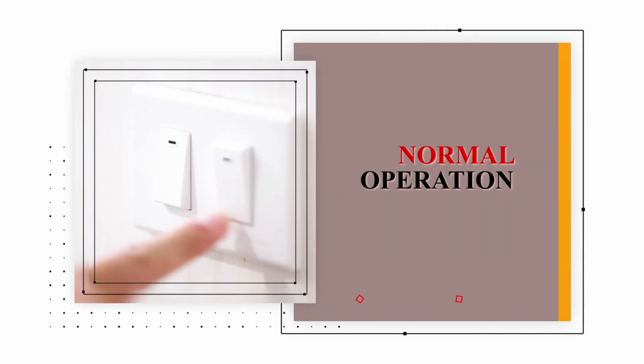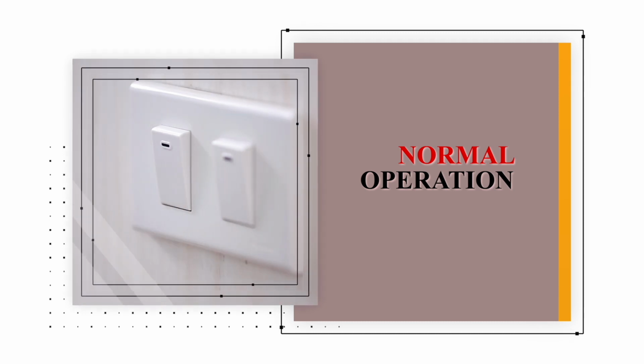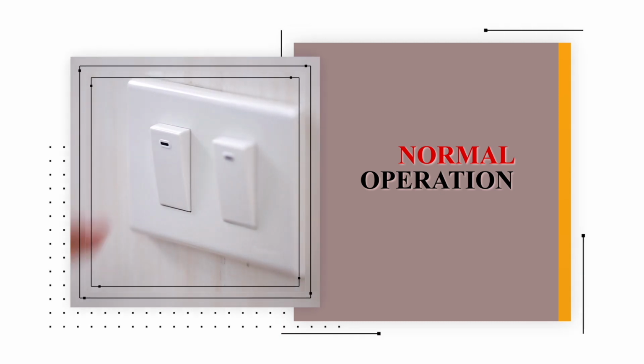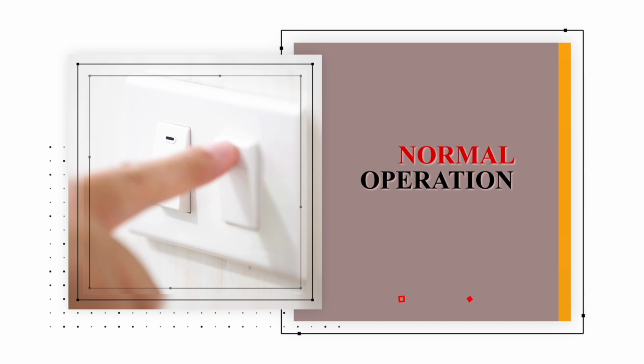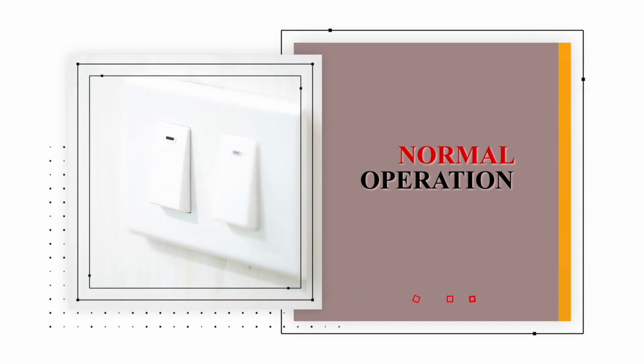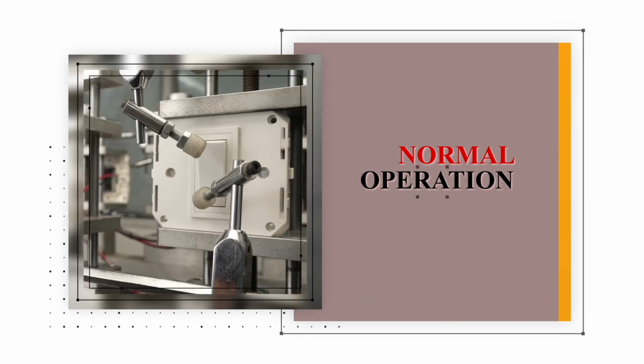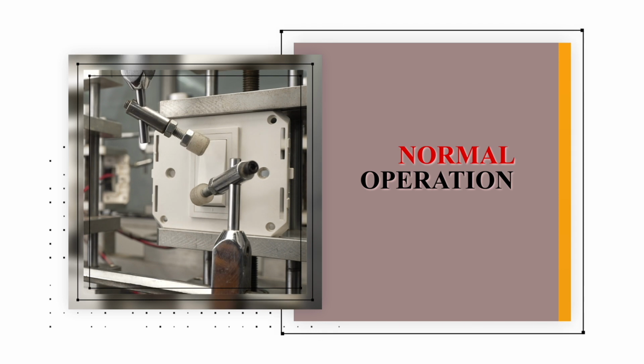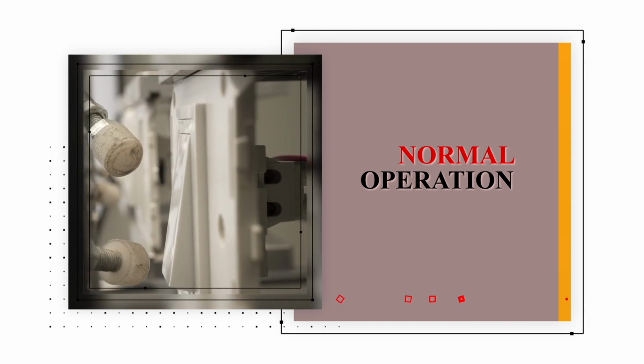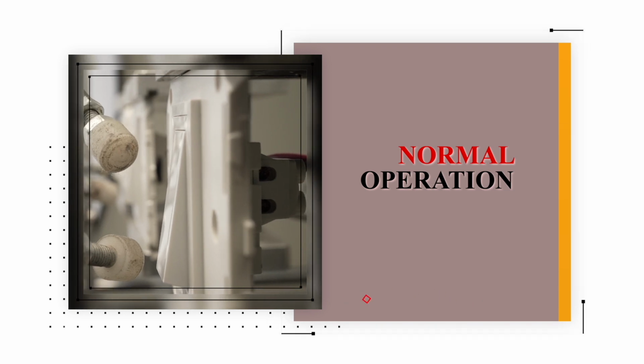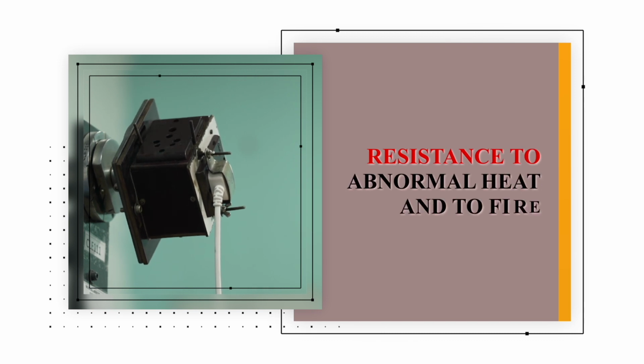Second characteristic is normal operation. It is expected that during normal use over a period of time, products undergo mechanical, electrical and thermal stresses. However, a good quality product is expected to withstand such stresses. Normal use over a prolonged period is simulated by operating the product for 20,000 times on and off position, that is 40,000 operations. The third important characteristic is resistance to abnormal heat and to fire.